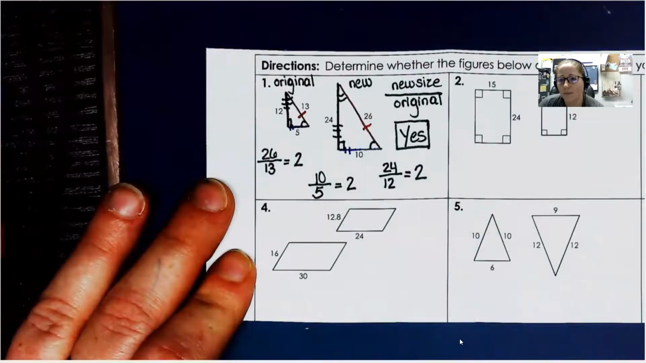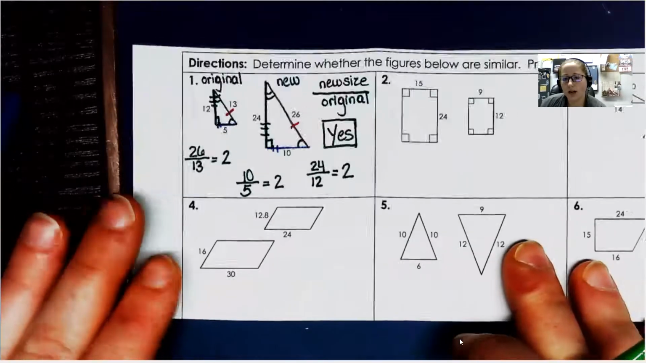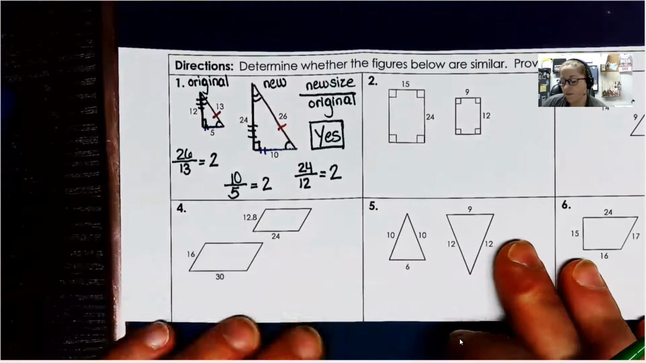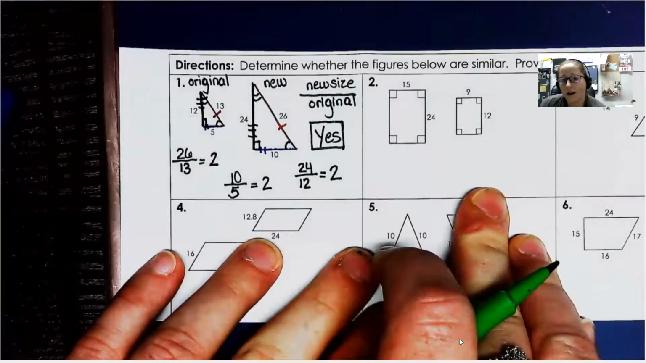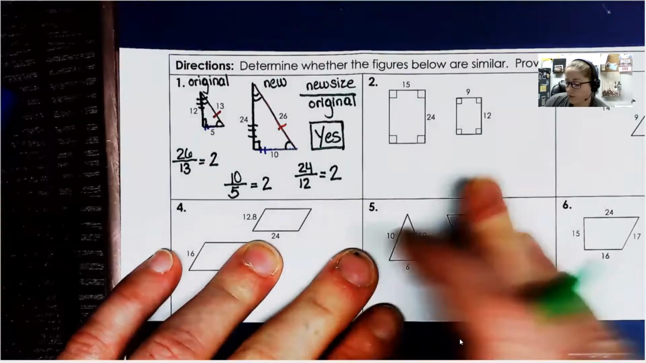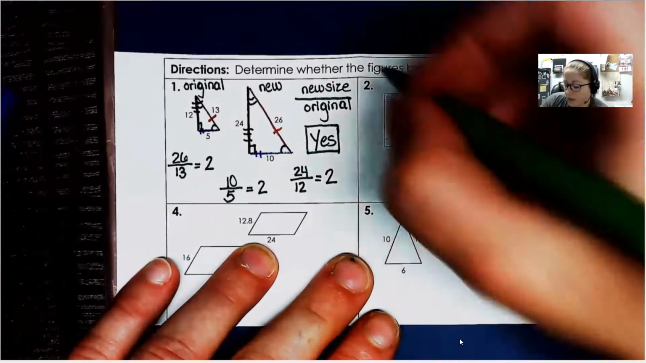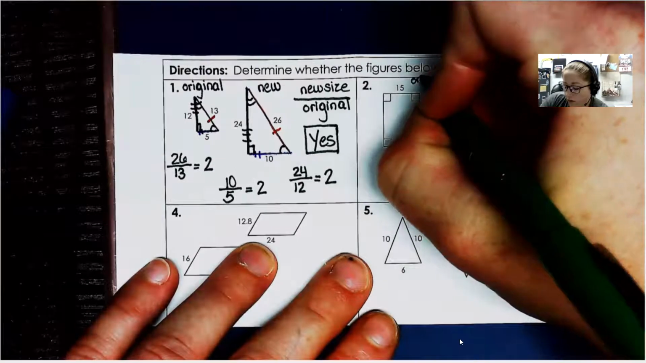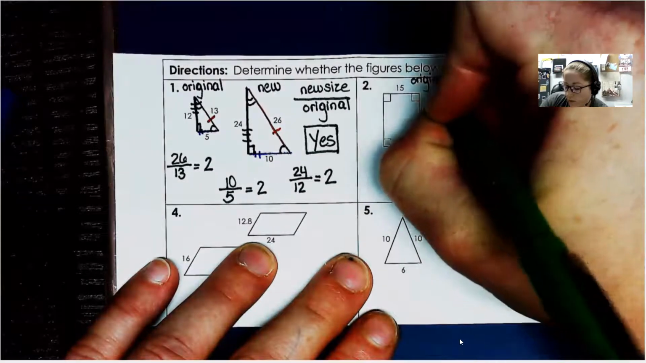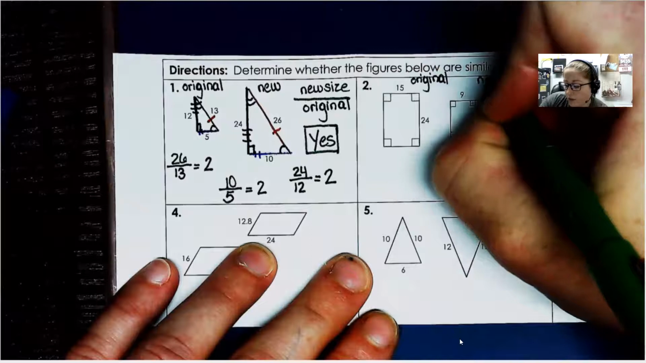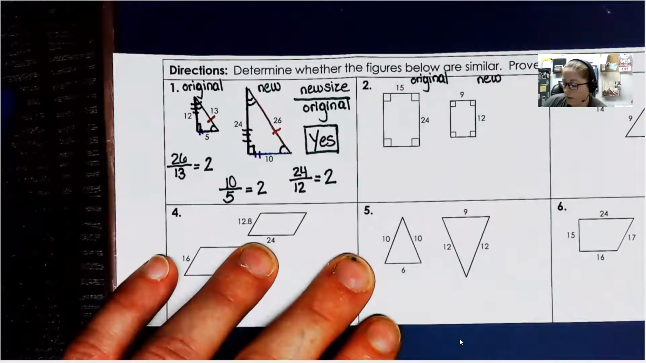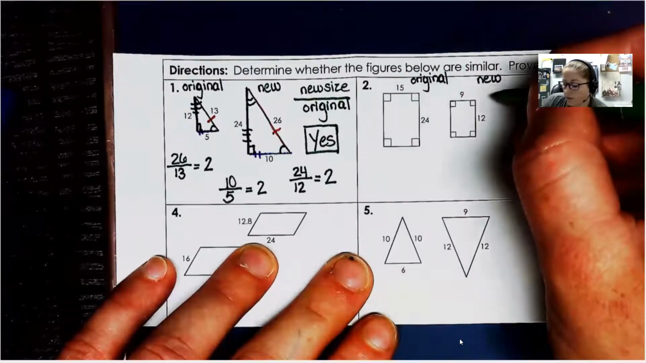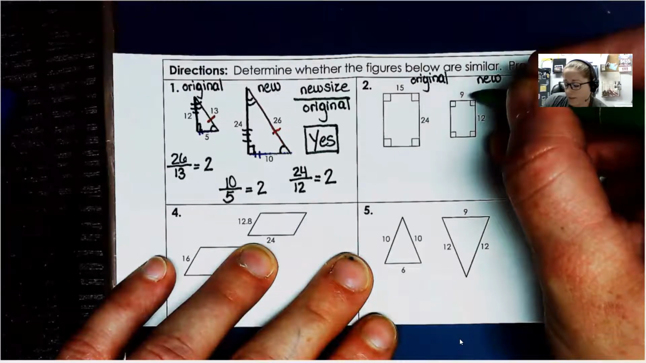Okay. I want to look at one more just to kind of show you the difference between finding similar figures and finding out what happens if they're not similar figures. So you would do the same things. You would do the original and the new, or the pre-image and the image. And we're just going to take that new length and put it over the old length. So in this case, we would say that we have this side.